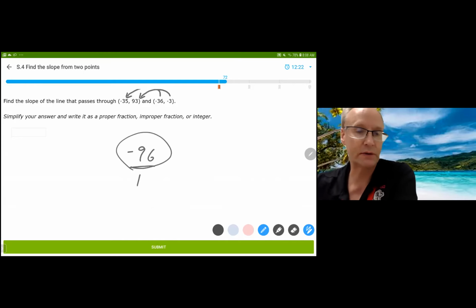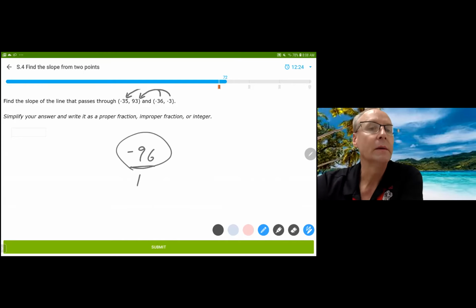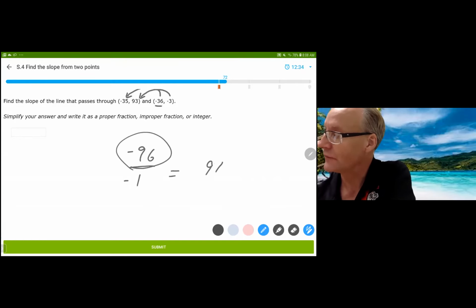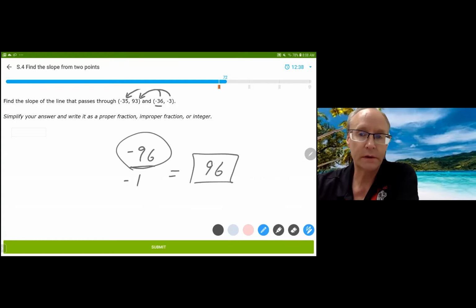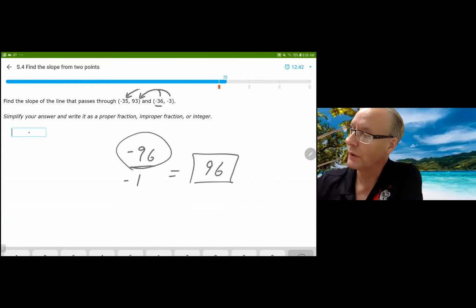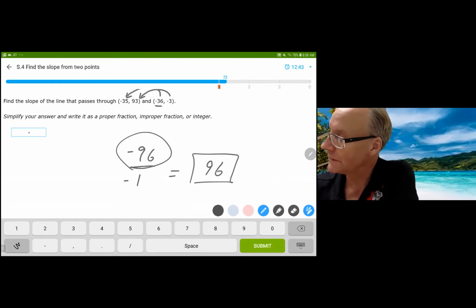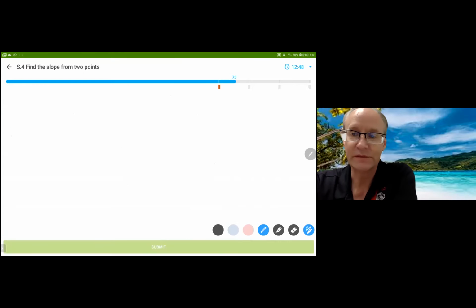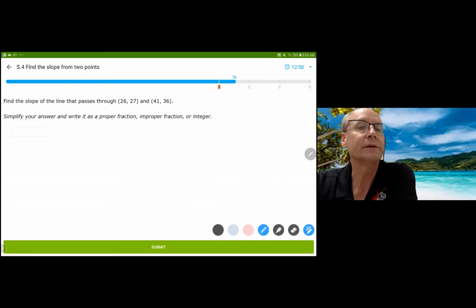I'm not sure if they'll count it wrong if you put the 1 in the bottom, but it's probably better. Oh, sorry. My goodness. I said negative 36 plus 35 is negative 1. I definitely have to reduce this to positive 96. I don't know whether they're going to count it right if you put 96 over 1. They probably would, but I'm just going to put the 96, and it should be okay. Almost made a mistake there. Got to stop talking sometimes.